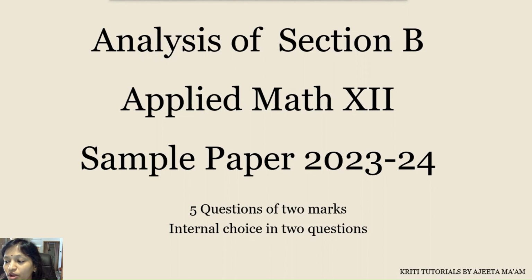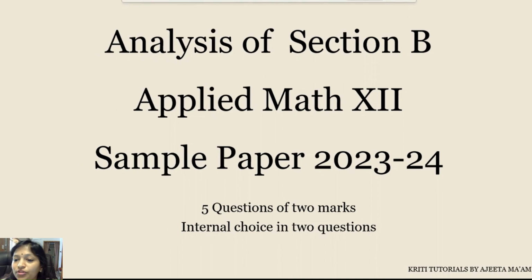So in this section we are going to have subjective questions and it comprises 5 questions of 2 marks each. An internal choice is given in 2 questions, right? So you have to attempt any one of those 2 questions, right? So let's move on with the first question.